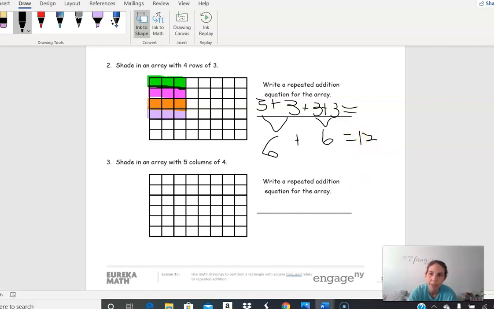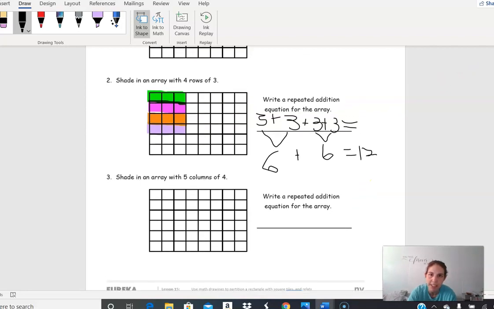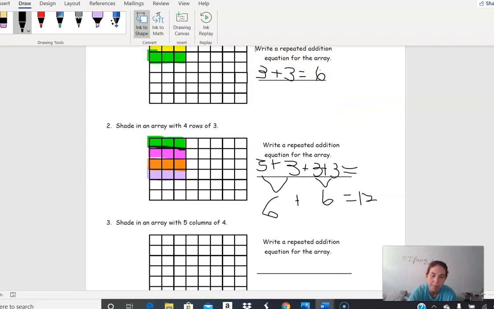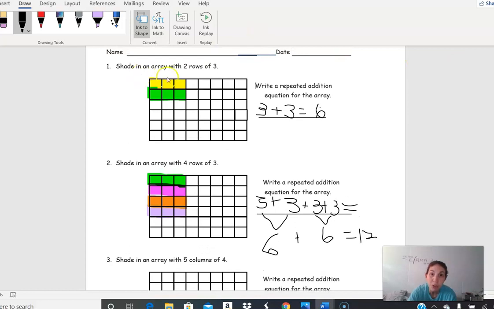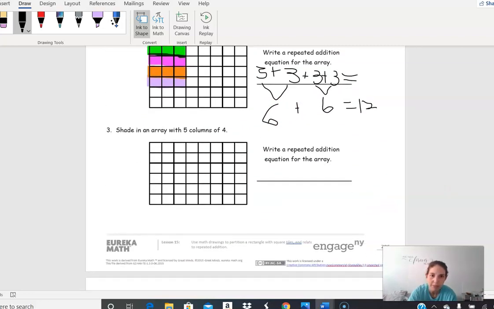Okay? Another way is the first one that we did, if you remember, I'll go back up, was 2 rows of 3, and that was 6. And now we have 4 rows. So we have 2 rows and then 2 more rows. So if 3 plus 3 was 6, then another group of 3 plus 3 is also going to be 6. And then 6 plus 6 will be 12. Let's look at the next one.